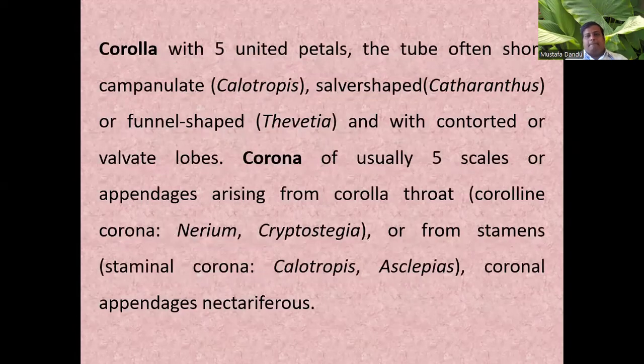Glands are also seen. Corolla is usually of 5 united petals, often forming a tube, or short like campanulate. You can see that in Calotropis, club shaped; in Catharanthus, salver shaped. Sometimes the corolla is contorted or valvate lobes are present. Corona is usually 5 scales or appendages, arising from the corolla throat or tube, like you can see in Nerium and Cryptostegia. Stamens with coronal appendages are nectariferous.